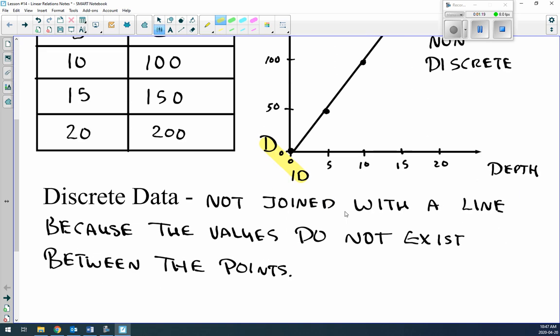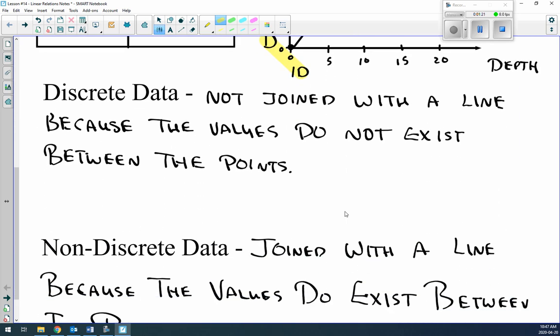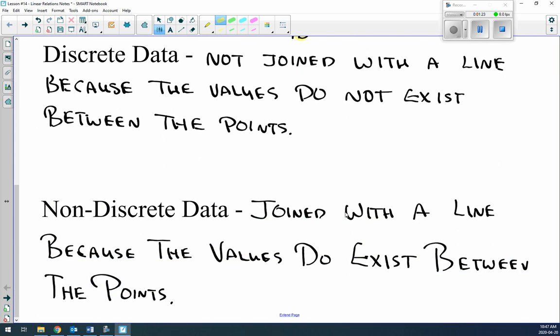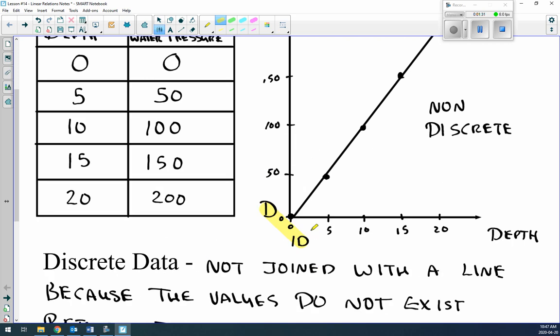Well, we can talk about either discrete data or non-discrete data. So let's talk about non-discrete first, because that's what the example is. Join with a line because the values do exist between the points. So think about this for a sec. You don't automatically start at a depth of 0 and then jump to a depth of 5 and then jump to a depth of 10. No. You progressively have to go down, right? 0, 1, 2, 3, 4, 5, 6, 7, 8, 9, 10, right? So we join those points together.